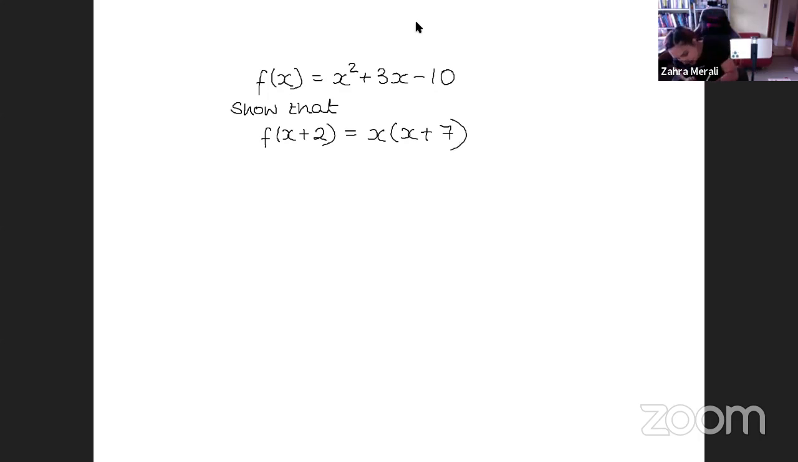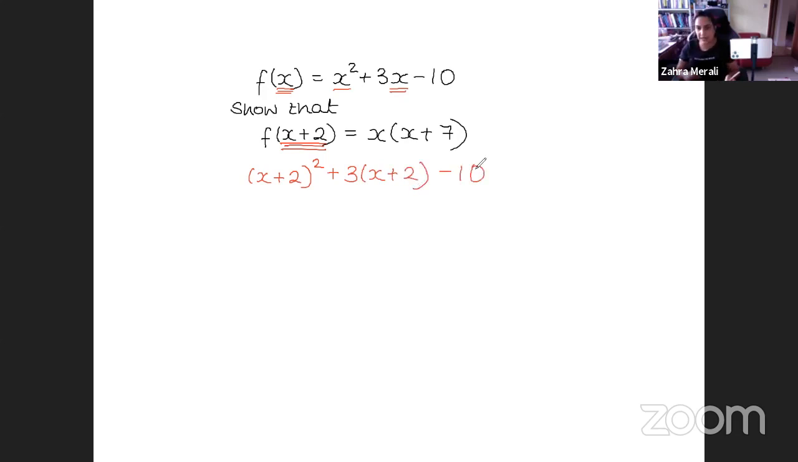So let's have a look. We've got x here and we've got x plus 2 here. So wherever there's an x, instead of that x, we're going to replace it with x plus 2. So instead of this x here, we're going to put x plus 2. So we're going to get x plus 2 all squared. Instead of the x there, we're going to replace it with x plus 2, and we'll get minus 10.